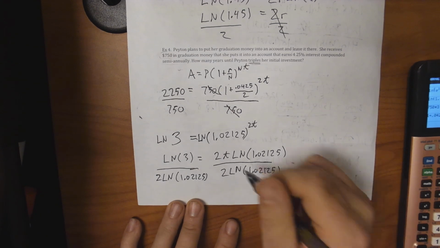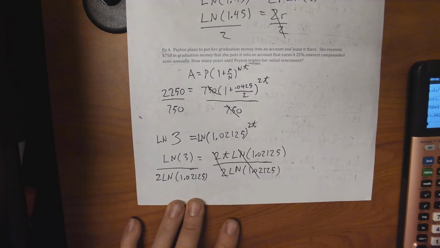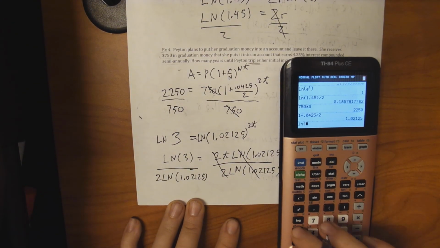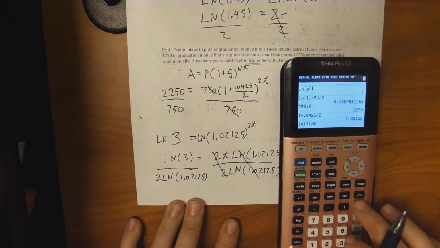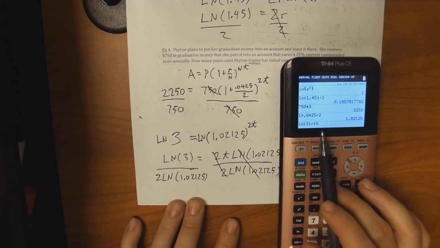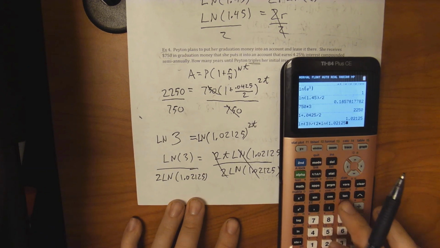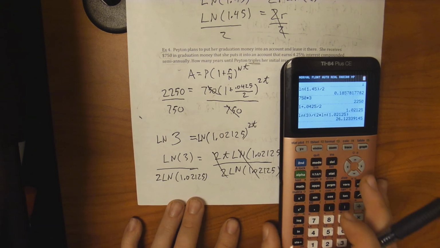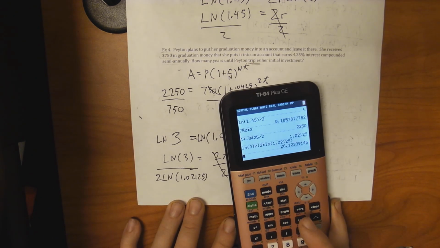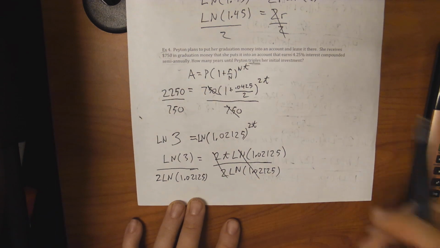And we'll just punch that in the calculator. So we got natural log of 3 divided by the quantity. In your denominator, make sure you got it in parentheses. 2 times natural log of 1.02125. And that's going to get me that value, 26.12 years.